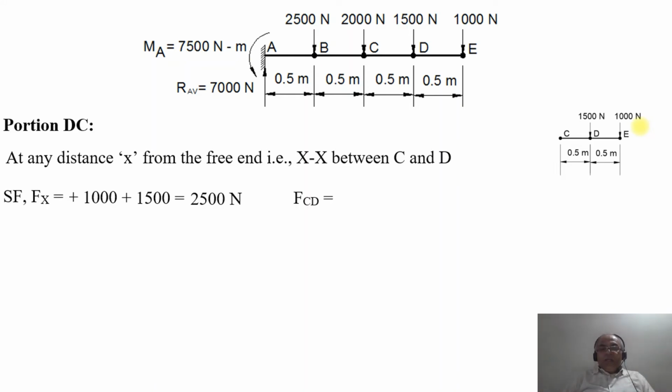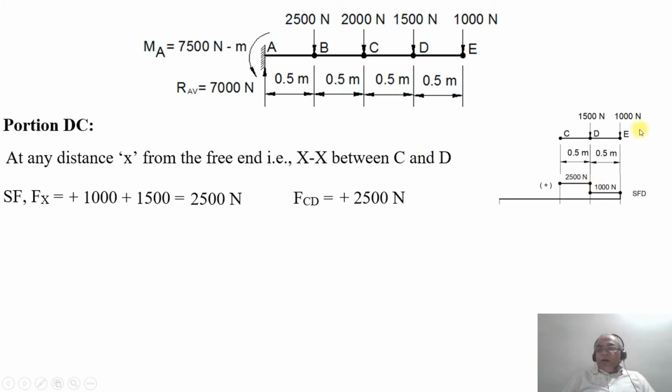Between F, C and D, the shear force will remain constant, because there is no other load acting at any part of the section between C and D. The load will remain the same, which is 2500 Newton, a constant. So when you plot this, you can see the SF at the point D will be 2500.